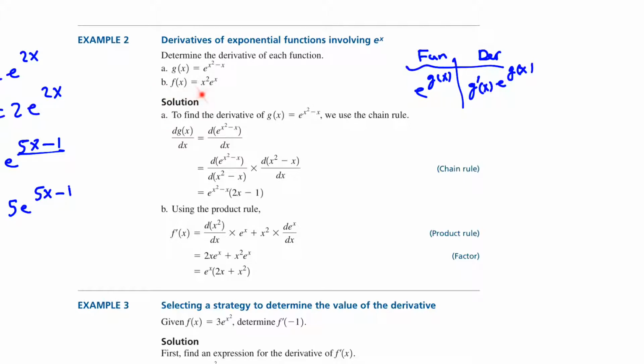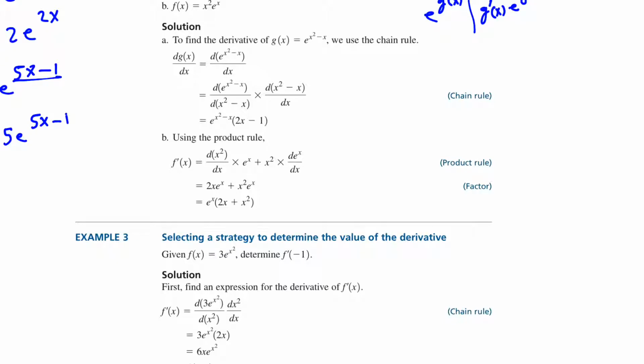Derivative of f of x equals x squared times e to the power of x. We use the product rule. The derivative of x squared is 2x, and the derivative of e to the x is itself. Therefore, the derivative of this function is 2x times e to the power of x plus e to the power of x times x squared, which is e to the power of x times (2x plus x squared).